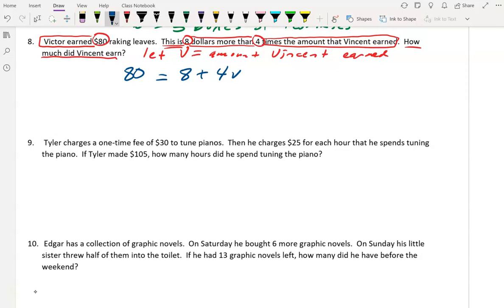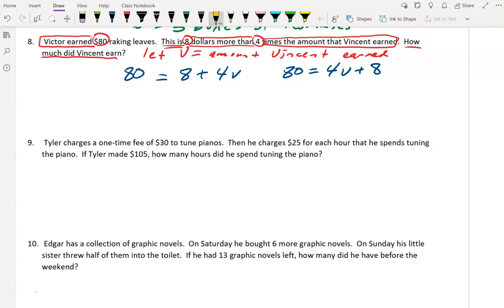Now, if we were doing this properly, because it says $8 more than, I always like to put that in the second spot. So I'm going to rewrite this over here. I'm going to say 80 equals 4V plus 8. That's $8 more than 4 times the amount Vincent earned. It's just an organizational thing for me. That's the best way to write that. So now we can solve this equation.